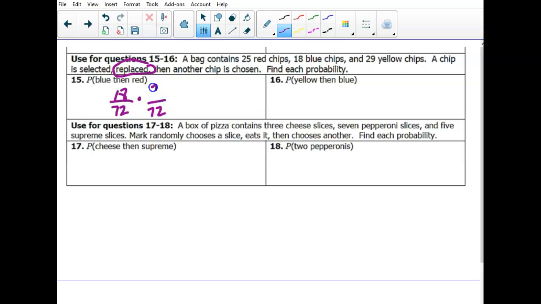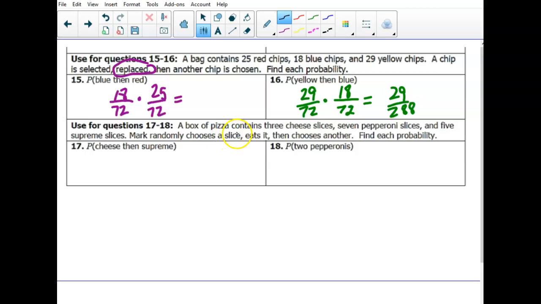The chance we pick red is 25 out of 72. Can I just let you guys finish these later? Is that okay? Yellow and then blue, again with replacement, would be 29 out of 72, and blue would be 18 out of 72, which is 1/4. So that one's 29 over, what, 288? 72, 1/4. Maybe? Anybody checking me on that one? Is that a no? Okay, thank you.